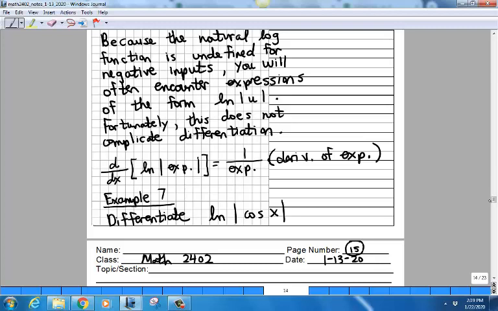Okay. All right, so natural log of absolute value of cosine of x is much easier to work with than natural log just of cosine of x, because it has a much larger domain. But the derivative is easy. Not difficult, exactly the opposite. It's easy. So let's see if we can differentiate that.